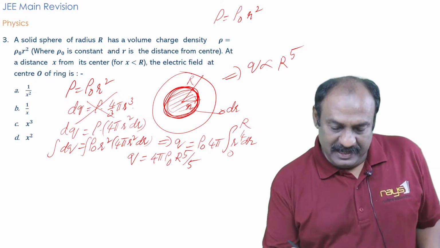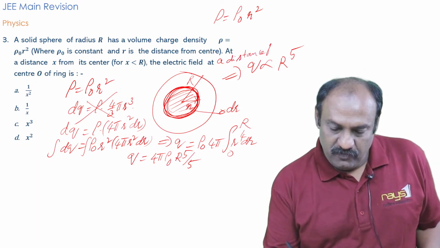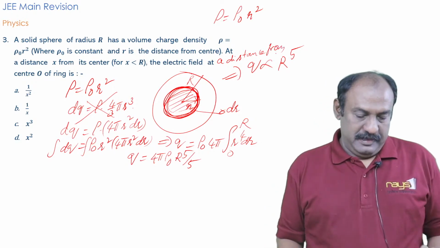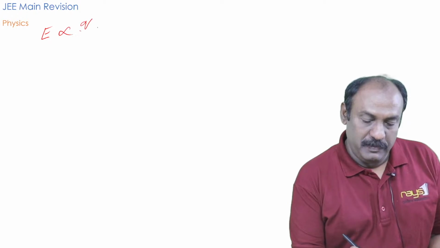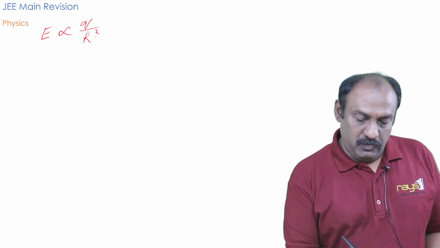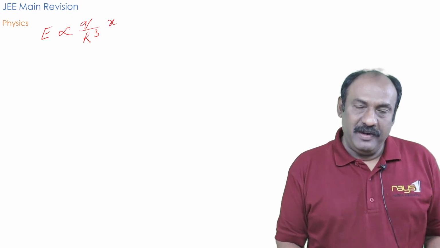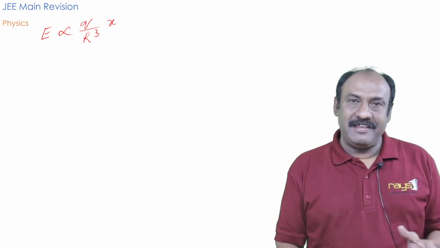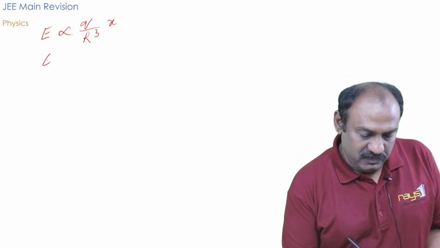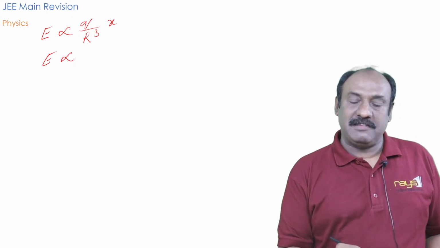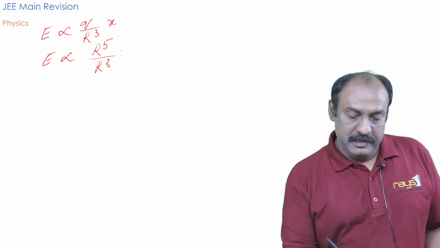From the center of the ring, at a distance x from the center, O is. So here, what is the electric field? Generally, q by r cubed into x. For a solid sphere, the electric field intensity at a point inside is directly proportional to q by r cubed into x. So E is directly proportional to, in place of q I write r to the power 5, by r cubed into x.